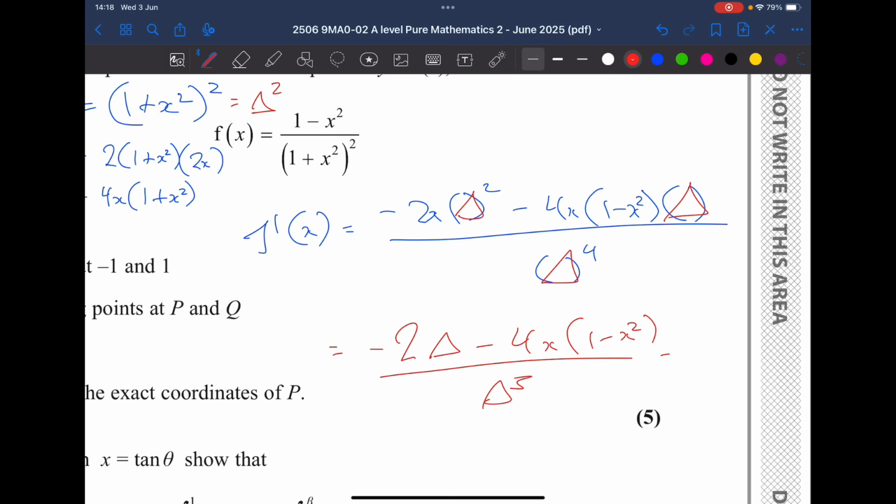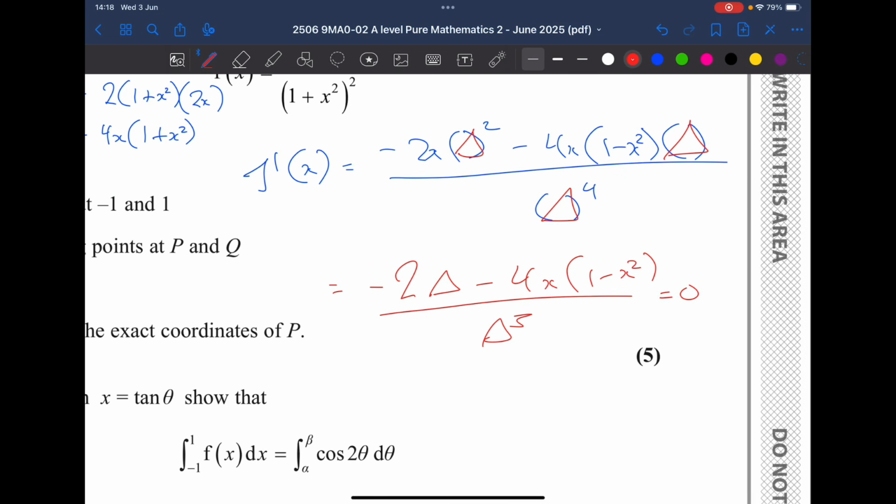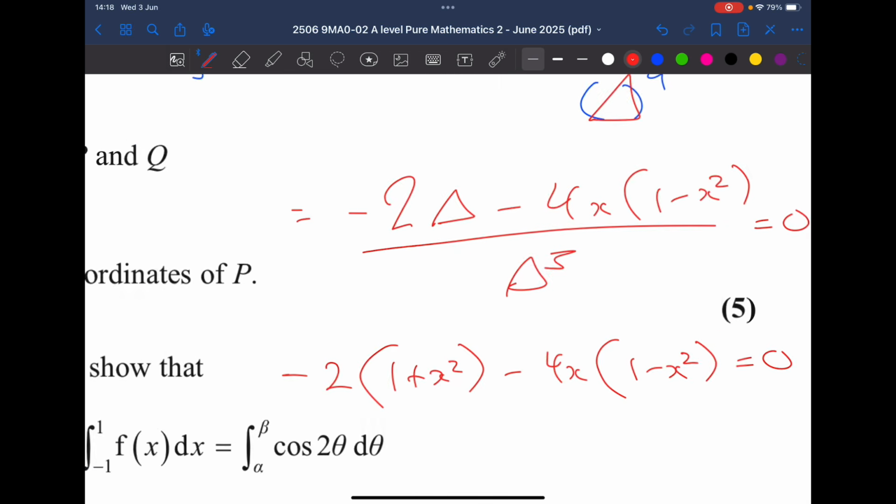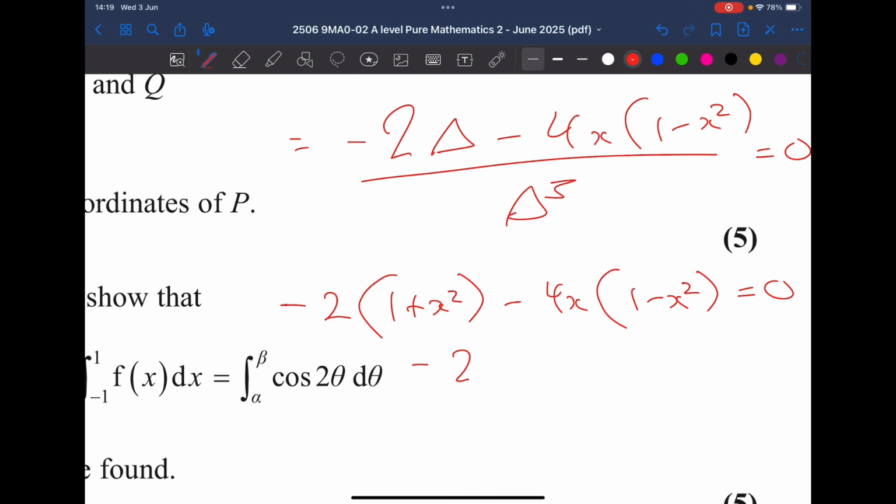So if we set this equal to 0, we're effectively saying 2 times that bracket, so minus 2 lots of 1 plus x squared, take away 4x lots of 1 minus x squared equals 0. So let's expand all these brackets out. Minus 2, take away 2x squared, minus 4x plus 4x cubed equals 0.